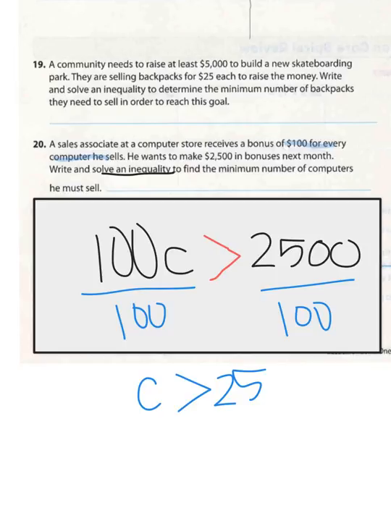And you know what? I think I made a mistake here because it wants to find the minimum number, which means 25 is acceptable, right? Because he can sell 25 to make that $2,500 bonus, but if he sells 26, he'll get $2,600, which is okay too. But we just want to find the minimum number, so he must sell at least 25, right? That's what our answer would be for number 20.